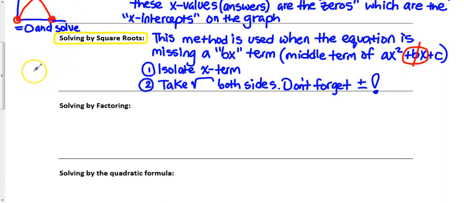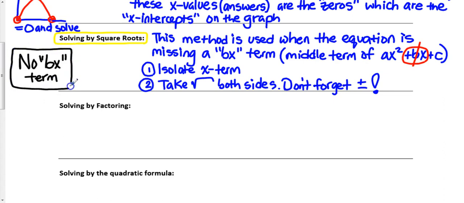So to summarize this off to the side, let's put in a big box, no bx term. If you have a different color highlighter, maybe notice how I changed colors. Make that stand out. So when there's no bx term, when there's no x term, middle term, however you like to think about it, we will always solve by square roots.